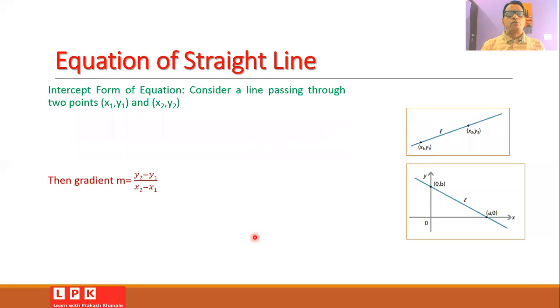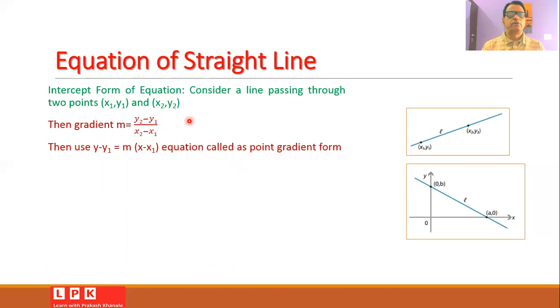Now there is another form of the equation, and this form is called the intercept form of the equation. Now consider a line which is passing through 2 points. The first point has the coordinates x1, y1, and the second point has the coordinates x2, y2. Then in that case, we know that we can define the slope or the gradient of the line m is equal to y2 minus y1 divided by x2 minus x1. And now we can use the above form of the equation, y minus y1 is equal to m into x minus x1. And this form, as we know, is called the point gradient form.